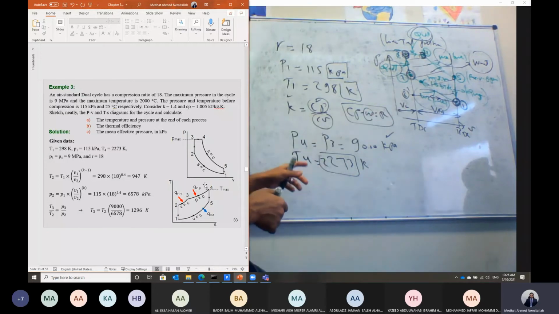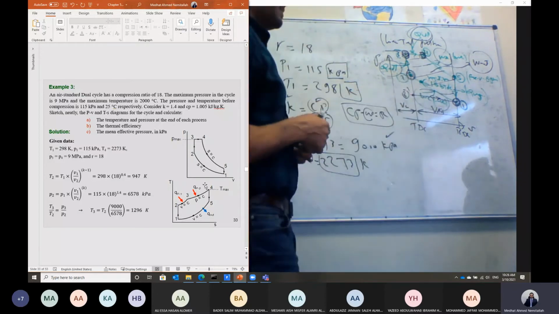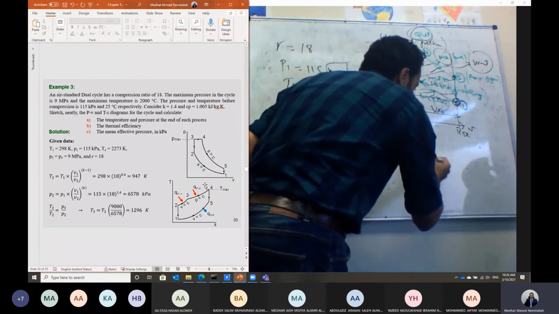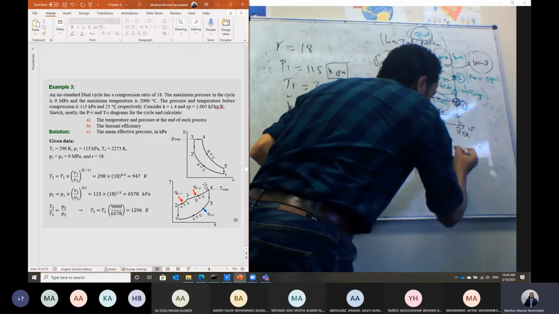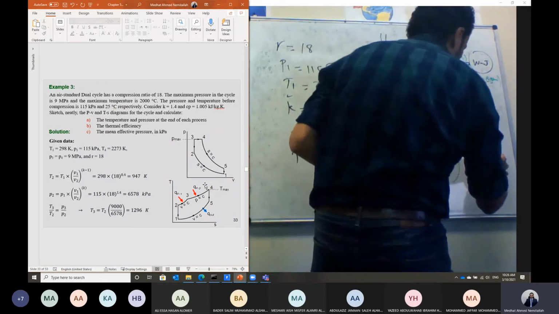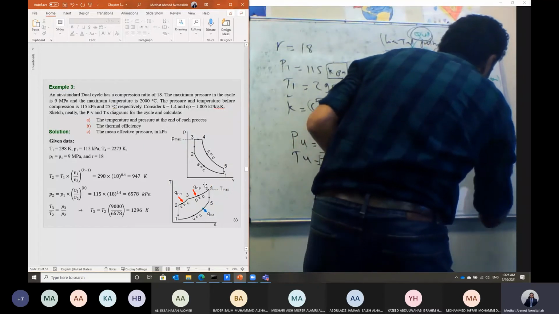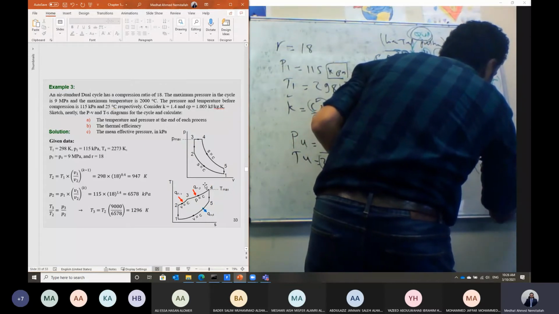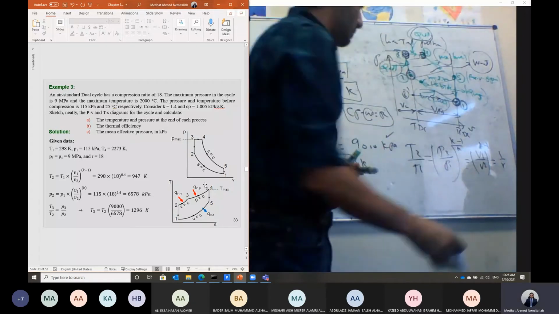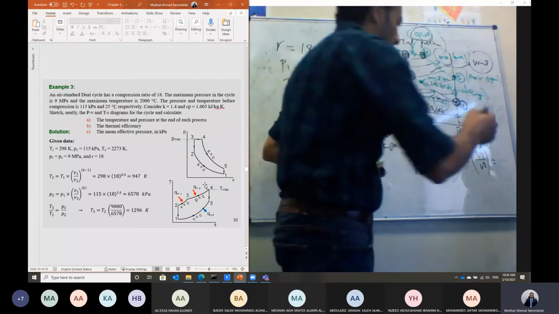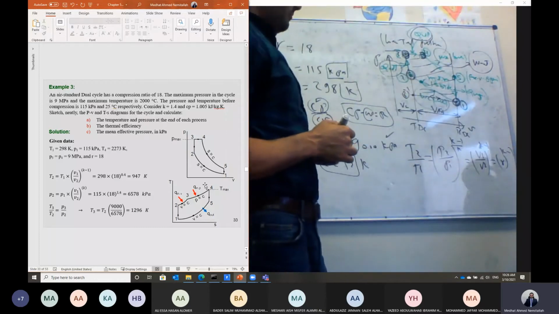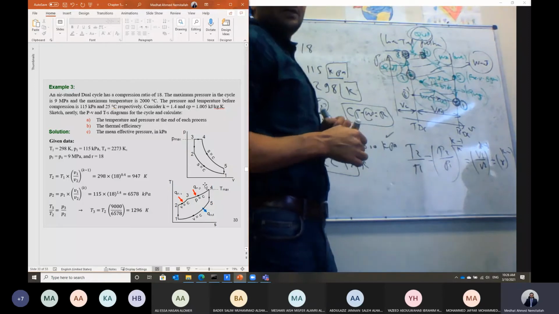So as we used to do, starting from point 1 to 2 is isentropic compression. So we can apply the isentropic relation. T2 over T1 will be V2 over V1 to the power K minus 1 over K, which should equal V1 over V2, which is the compression ratio R, to the power K minus 1. Okay? From this relation, I can get T2 and P2.